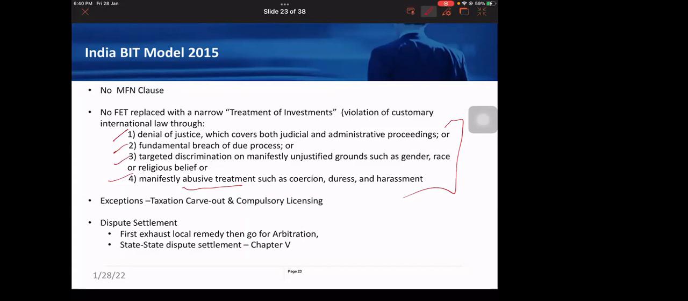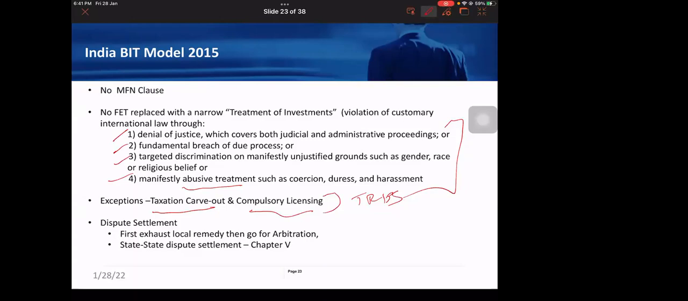And very more importantly, taxation has been carved out, and compulsory licensing under the TRIPS, which is now very essential, especially when India was fighting for remdesivir. Anyway, not getting into details of it, but what matters to us is the taxation carve-out. So tax has now been completely carved out of the India BIT model.